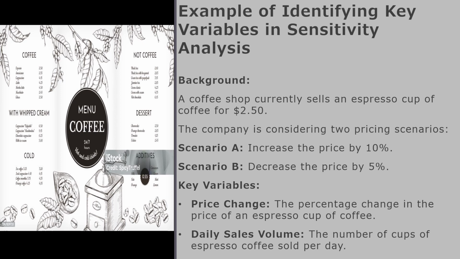The key variables are price change, the percentage change in the price of an espresso cup of coffee, and daily sales volume, the number of cups of espresso coffee sold per day. The scenarios described identify the primary variables that must be analyzed using a sensitivity analysis in deciding whether the company should increase or decrease the price it charges for a cup of coffee.